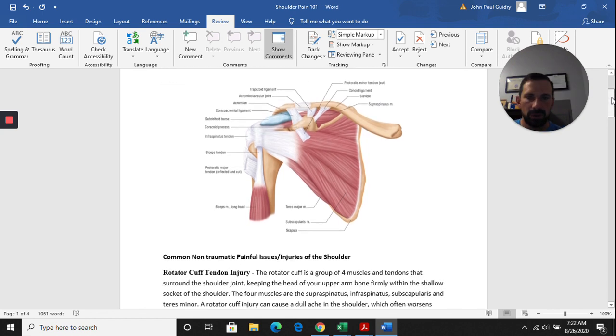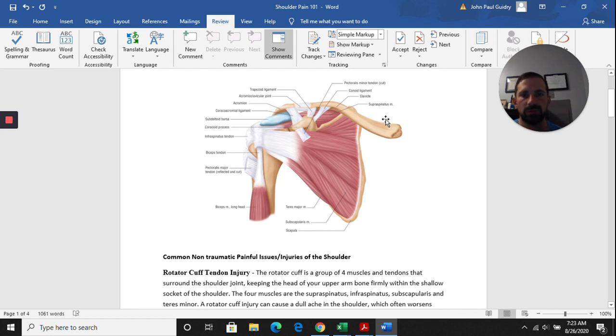So if we look at the shoulder, you can see the cursor here. We have the head of the humerus, which is the upper arm bone. This is your bicep tendon, which comes in and attaches into the labrum, into the top of the shoulder, which can get injured itself. You can get some tendonitis, you can get some tearing in there, and it can affect issues with the labrum.